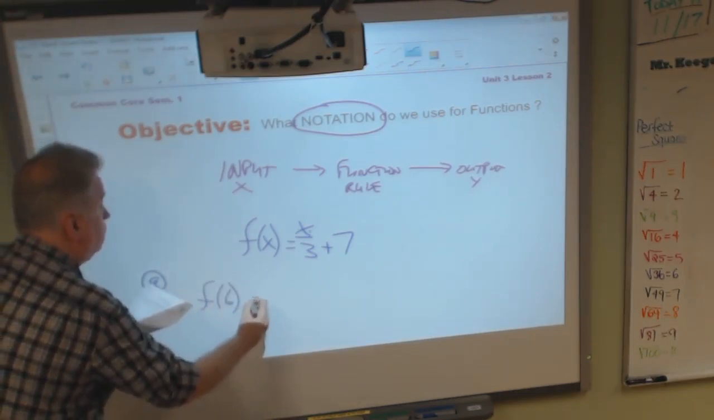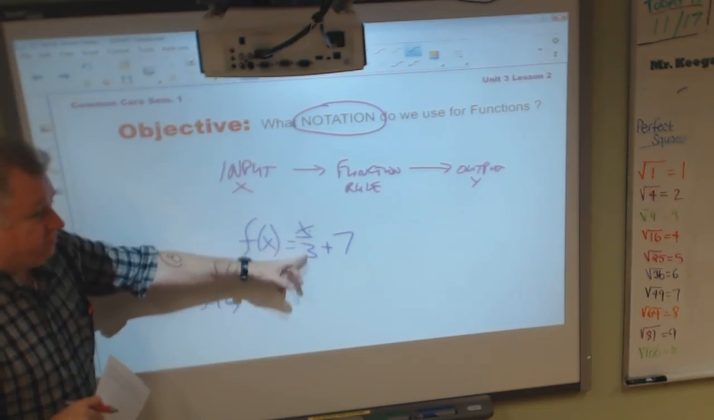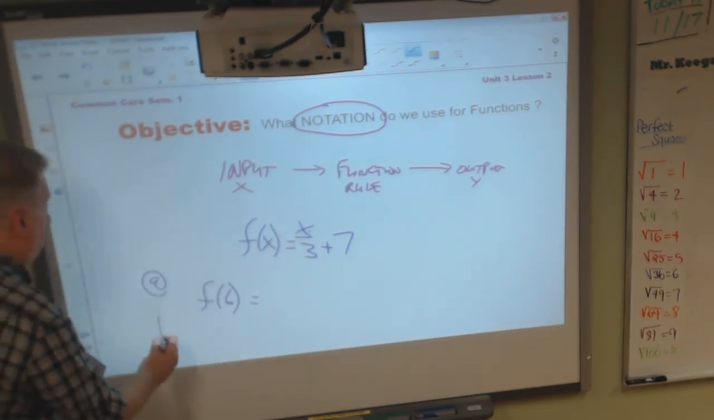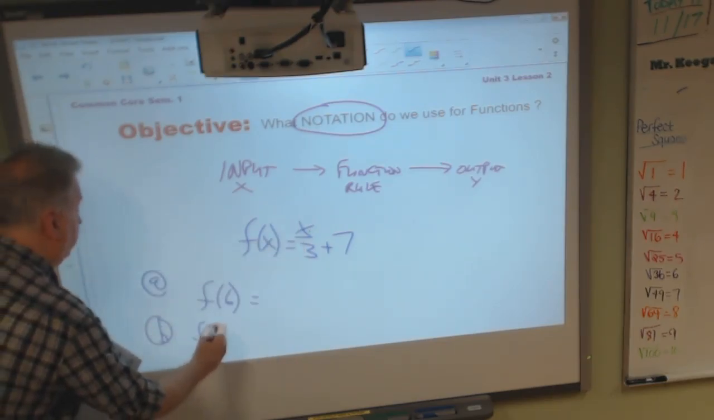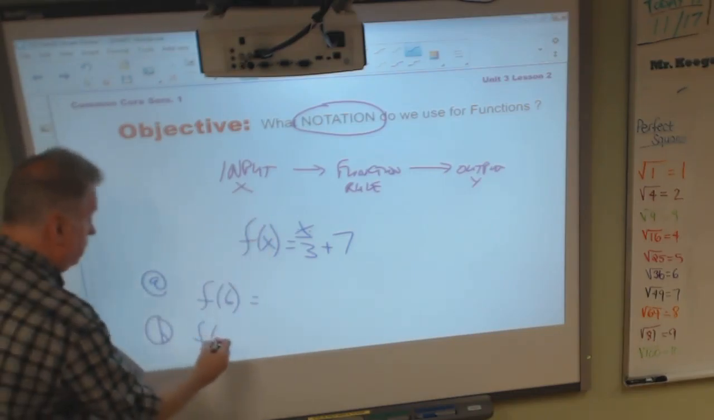You divide the input by 3, and then you add 7. Right, because PEMDAS says you have to do the division first. You always got to follow PEMDAS rules, unless there's some parentheses involved.